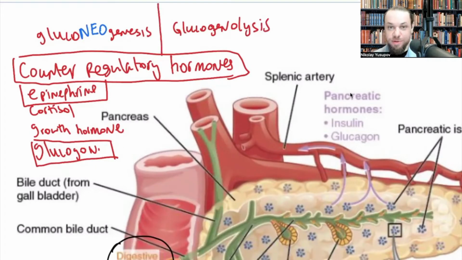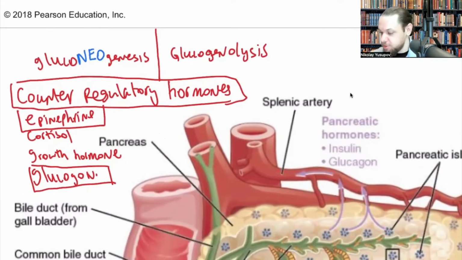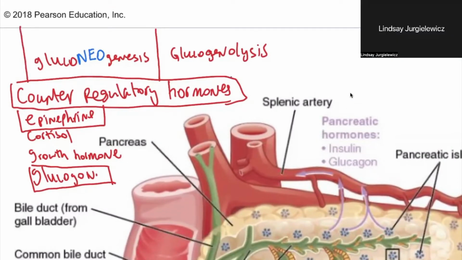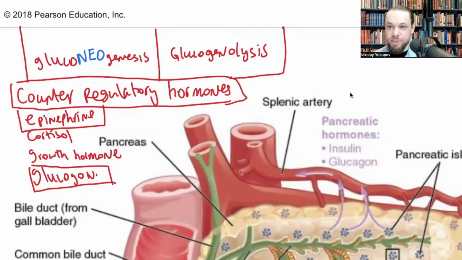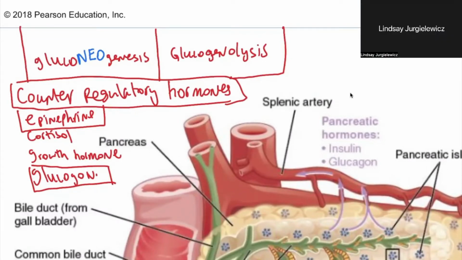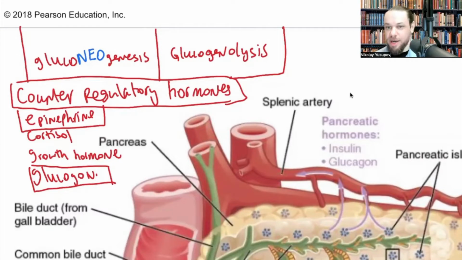Before I tell you the difference, who could tell me the difference between these two processes? Neo is new, so it's making new. And what are the new sources? Fats and carbohydrates. Not carbohydrates, but proteins, probably amino acids. Almost, glucogenic amino acids. In gluconeogenesis the stress is on the neo. The actual definition is the formation of glucose from non-carbohydrate sources.